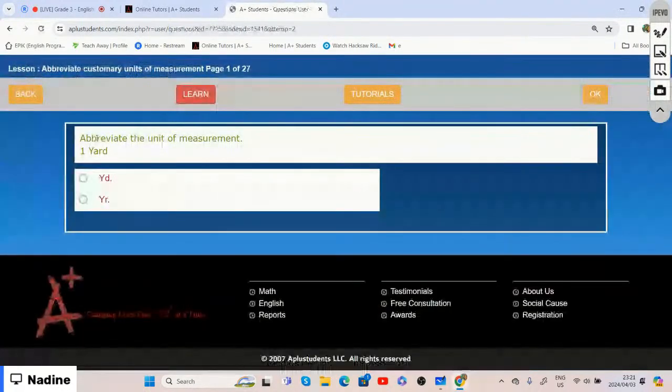All right, if they are asking, we need to abbreviate the unit of measurement, 1 yard. If we abbreviate the word yard, is 1 yard YD or is it YR? If we were to abbreviate yard, is it YD or YR?